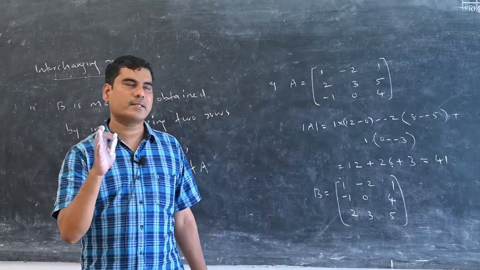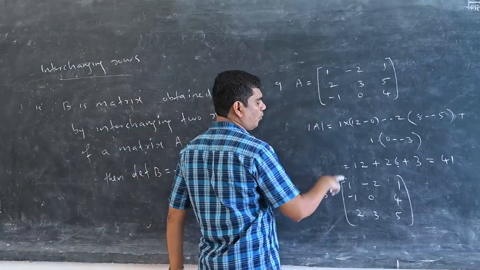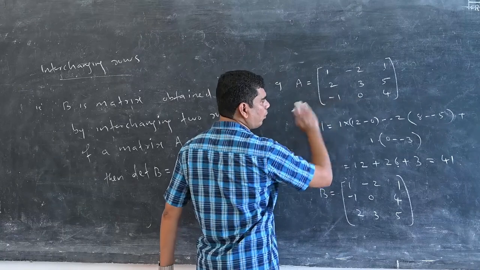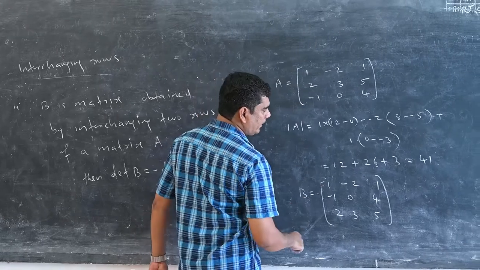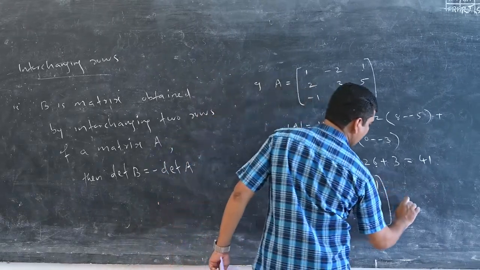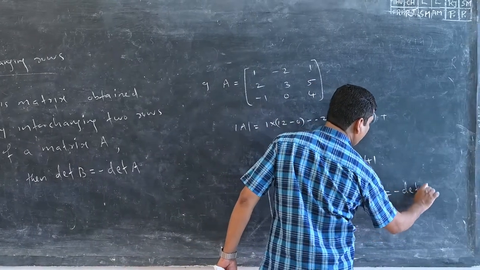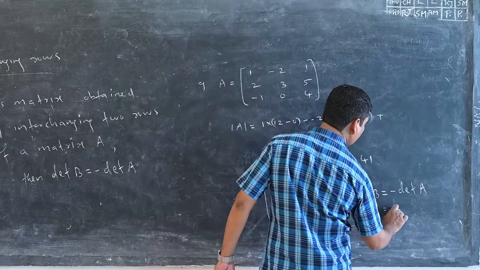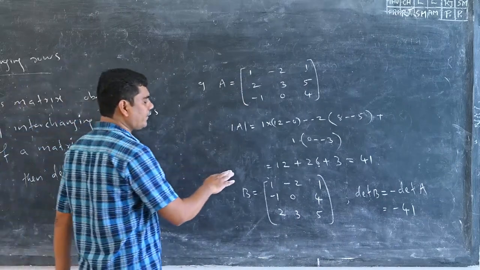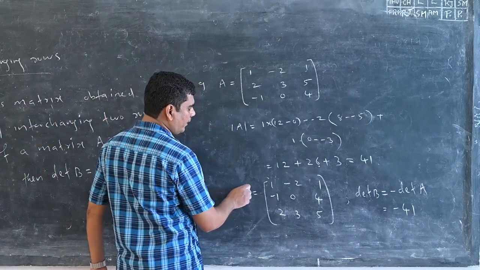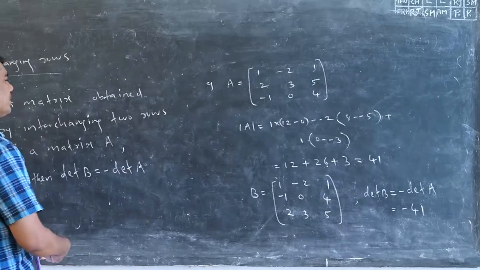Here B is obtained from matrix A by interchanging two rows, the second row and third row. We interchange the second row and third row of the matrix A, then we obtain the matrix B. Then the determinant of B is equal to minus the determinant of A. So without expanding, we can find that the determinant of B is equal to minus the determinant of A, which is equal to minus 41.